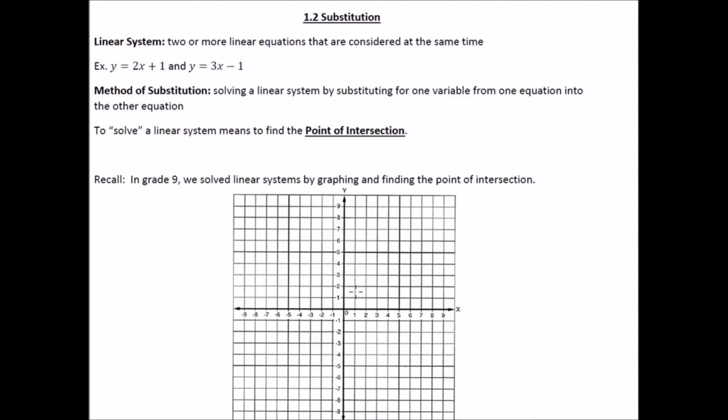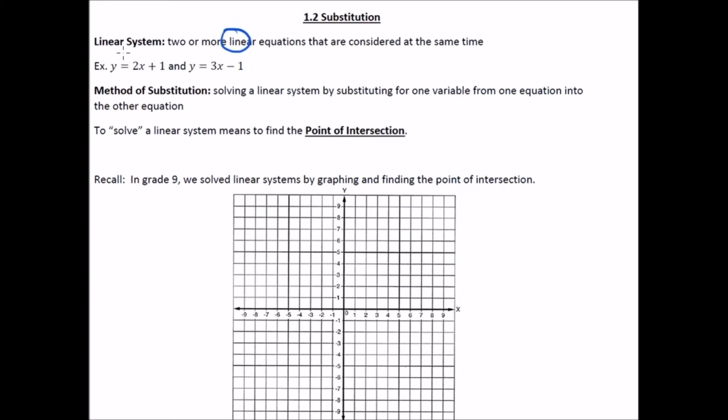1.2, we're going to talk about substitution. So just a recall of linear systems again. A linear system is when we have two or more linear equations. A linear equation is just a line, and we have to consider these at the same time.